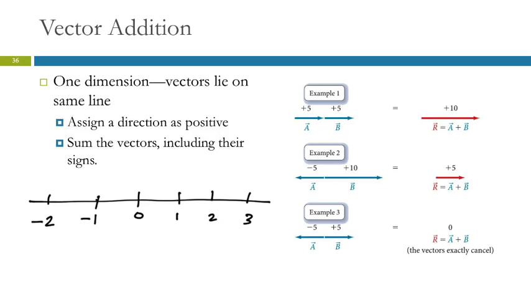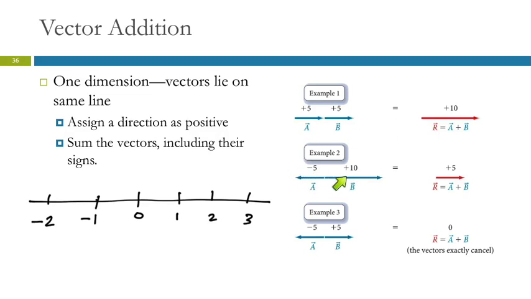Then you put those two vectors on that line, pointing in the correct direction. So in example 1, we have vector A and vector B pointing in the same direction, and they both have magnitudes of +5. Starting at 0, going +5 for the one, and another +5 for the next one, the sum of those two vectors is a vector with a length of 10. Does that make sense?